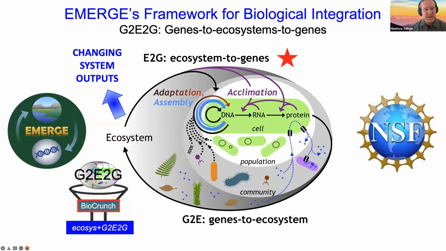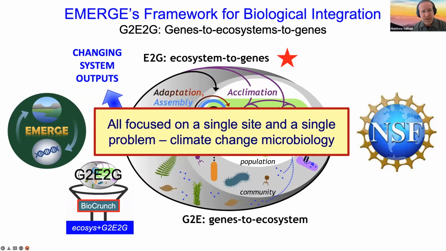And that is important because it can lead to a predictive modeling capacity, and there's multi-scale modeling involved in this, including trait-based modeling and larger regional scale models. This is, again, all focused on a single site and a single problem here of climate change microbiology.